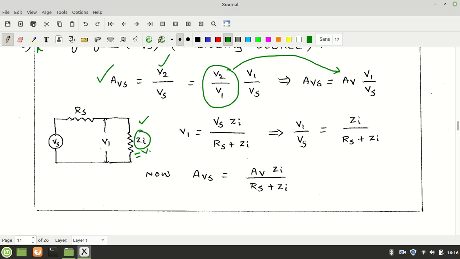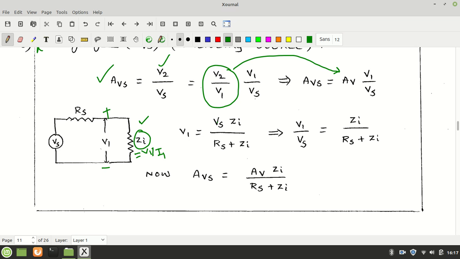Zi we have calculated as V1 by I1. We have the formula of Zi. So Zi is known to us, and we are going to exploit this because Vs, Rs and Zi are involved here, and V1 is the input voltage at the input stage of the hybrid model. The relation of V1 and Vs is simple because it is a voltage divider circuit.